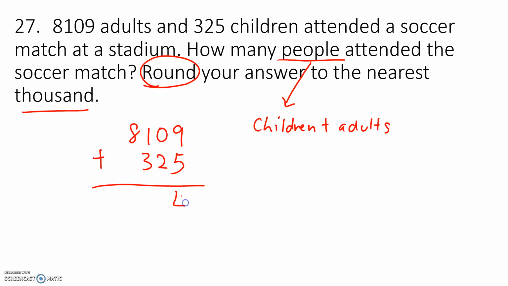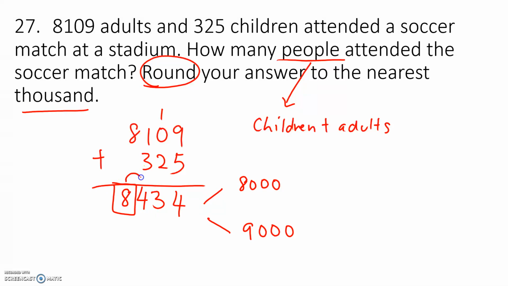9 plus 5 is 14. 3. You have a 4 here, you have an 8 here. Now this digit, we're going to round it to the nearest 1,000. So we can choose to round down to 8,000, or the next nearest one will be 9,000. So we're going to box up this 8, and we're going to look at the digit behind.